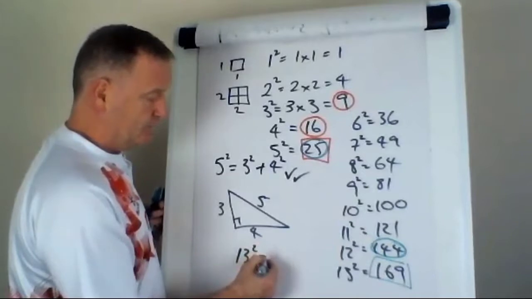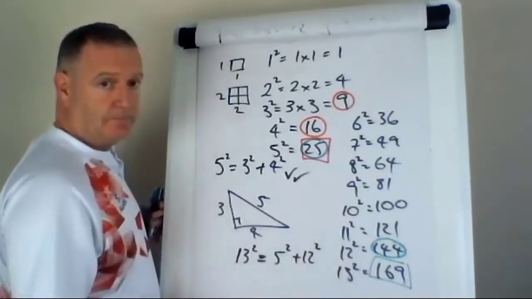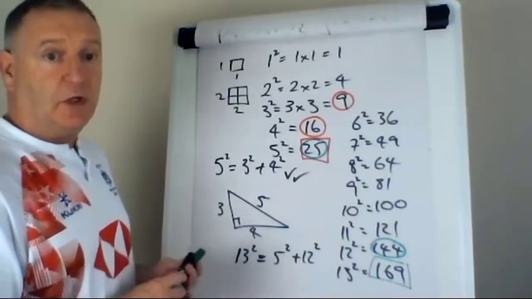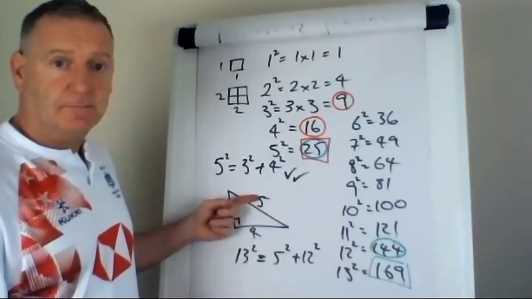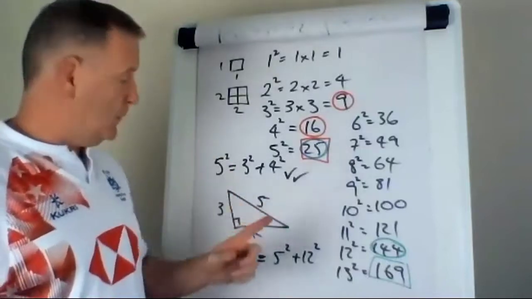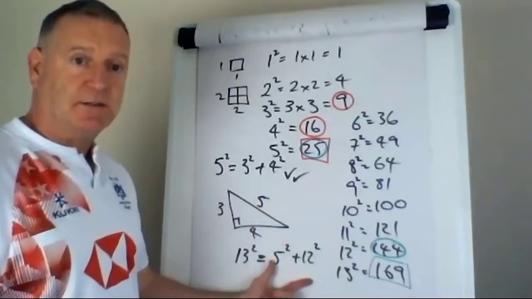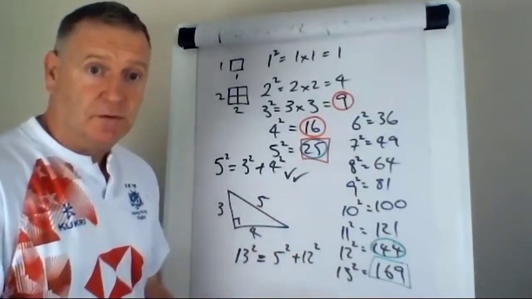Okay. So 13 squared equals 5 squared, add 12 squared. Another one that works. So you could have another triangle. 5, 12, 13. And it works. Pythagoras works, because the square on the hypotenuse is equal to the sum of the squares on the shorter sides. Okay? Just want to show you that because they're very helpful, those.